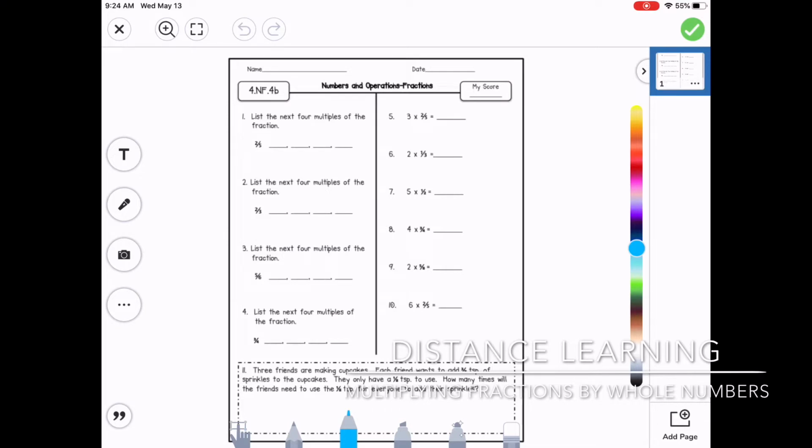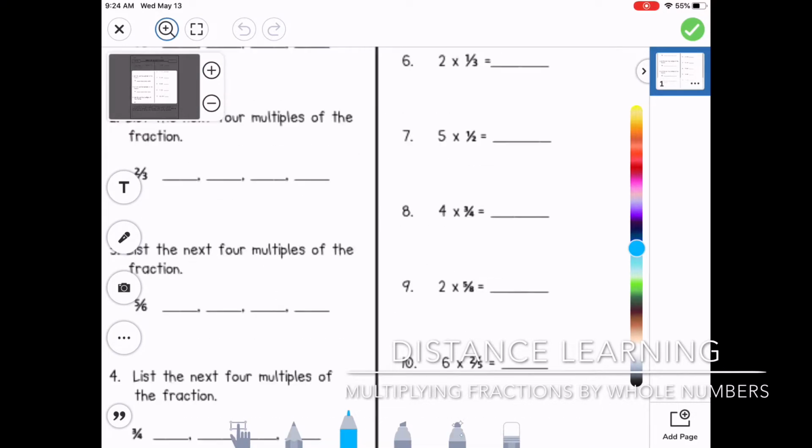The left half of the page has you skip counting or writing the multiples of each fraction, and on the right side of the page, you're actually multiplying a fraction by a whole number. So let's go over two examples, and then you can pause the video and try the rest on your own before you come back to check your answers.